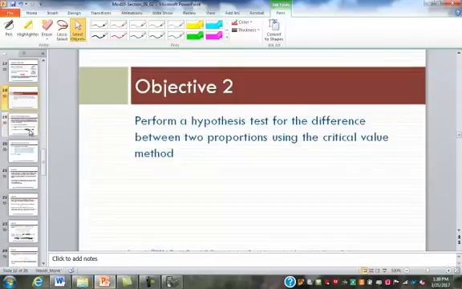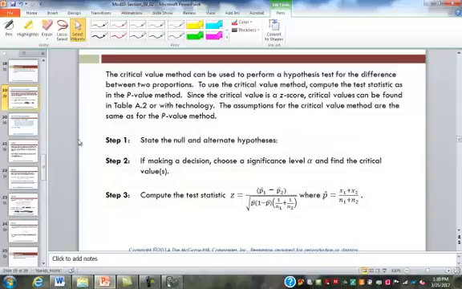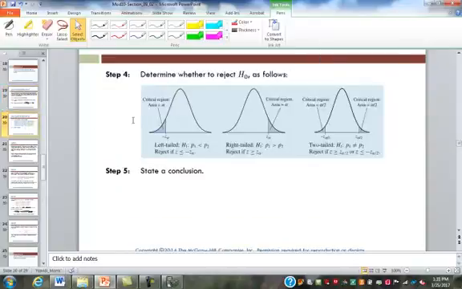Critical value method. Well, with the critical value method, everything stays the same. Our steps are the same. Make the hypothesis, set our significance level, create the test statistic. Now, instead of doing p-value, we have to define a critical value. The critical value, again, goes off the alternative hypothesis.